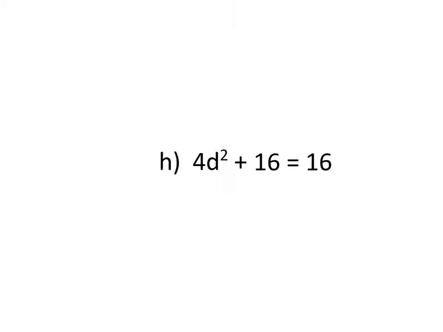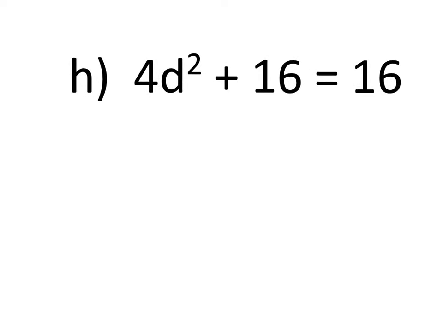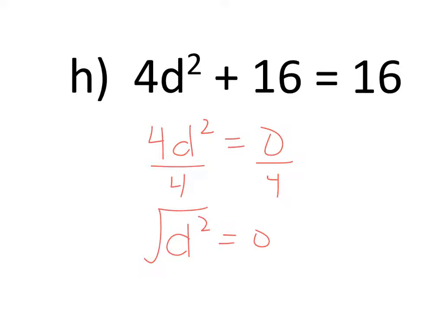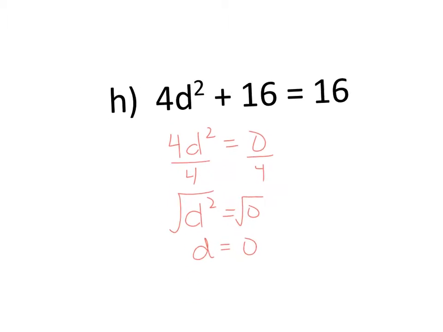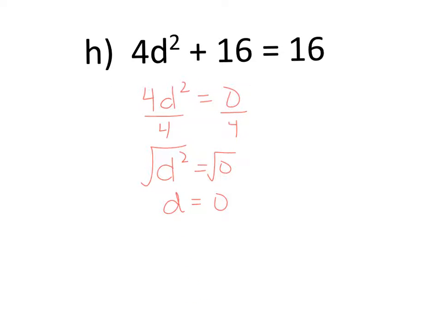Okay, H. All right, so again, isolate. I'm going to subtract the 16 off first. So I'm going to get 4d squared equals, now I subtract 16, I'm going to get a 0 there. I'm going to divide both sides by 4 and get d squared equals 0. And then I'm going to square root both sides and get d equals 0. Now, when we get a 0 here, 0 can't hold a positive or a negative. So in this case, there will actually only be one solution, and it will be 0.